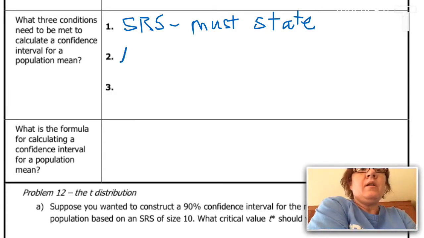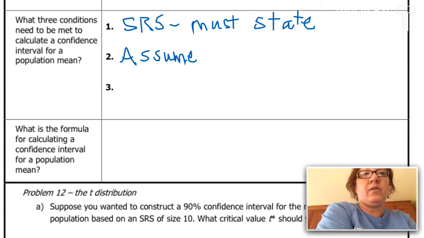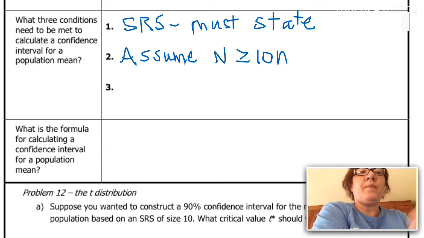And then I still have to make sure that I'm not oversampling. Remember, this is what affects the independence. So I have to assume that the population size is greater than 10 times the sample size. So that hasn't changed. And then the last piece is checking for normality.